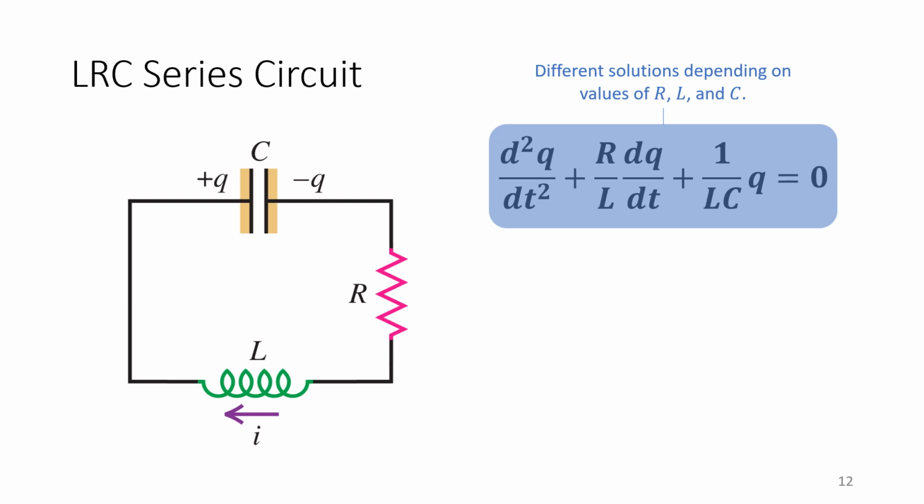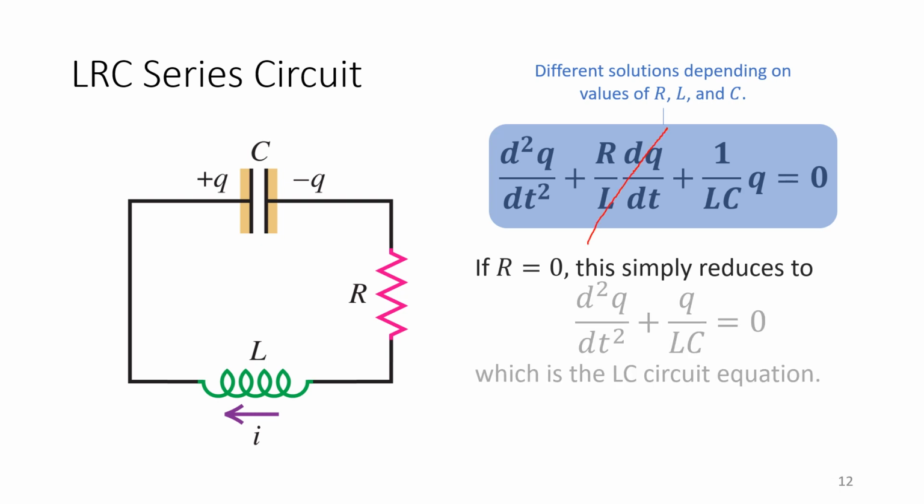We looked at the graphs, and we looked at a particular value to see whether the system was overdamped, underdamped, or critically damped. So let's start with a few cases. Let's work with the simplest one. If R is equal to 0, the second term can go bye-bye, and it reduces to d squared q over dt squared plus q over LC equals 0. And this is something familiar because this is just the LC circuit equation from last lecture.